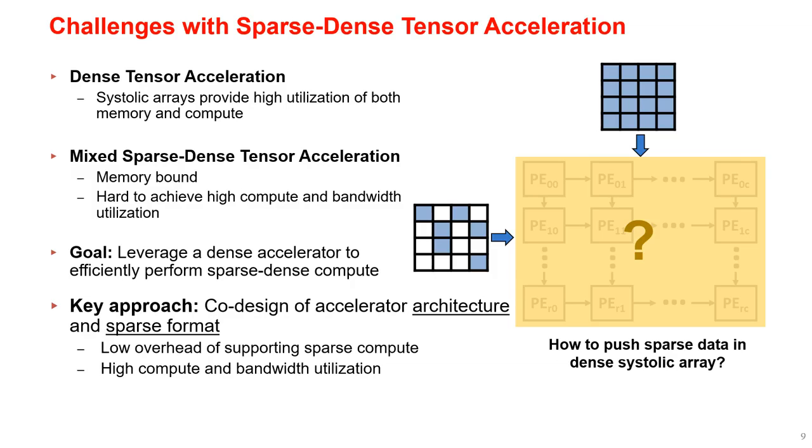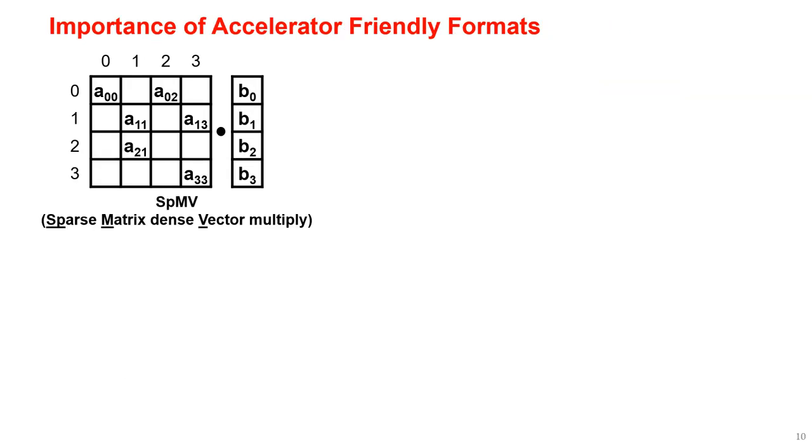The way we will do it is by co-designing an accelerator architecture and an efficient sparse storage format. By doing this, we will achieve low overhead of supporting sparse-dense tensor compute on a dense systolic array, and high compute and memory bandwidth utilization. Now, first I will introduce you to an efficient sparse storage format, and then I will talk about the co-design of the accelerator architecture.